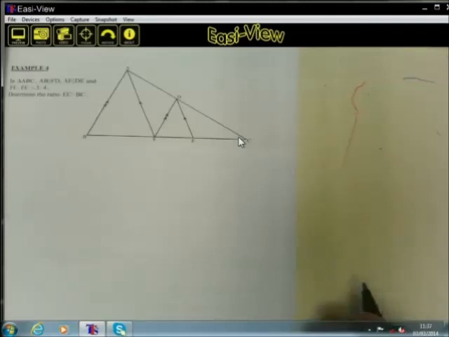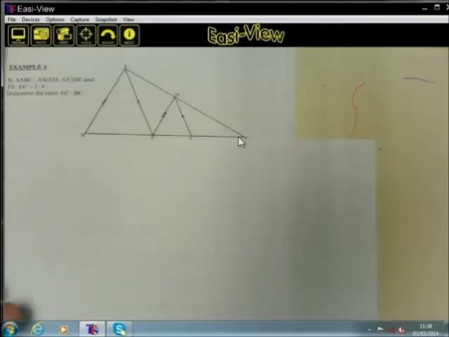Welcome back. I hope you've worked it out, and let's see whether the answer that you got will correspond with mine. Remember what I said earlier: what is important is to indicate the given information on the diagram. That is the most important thing. In this case, fortunately, the information has already been indicated.